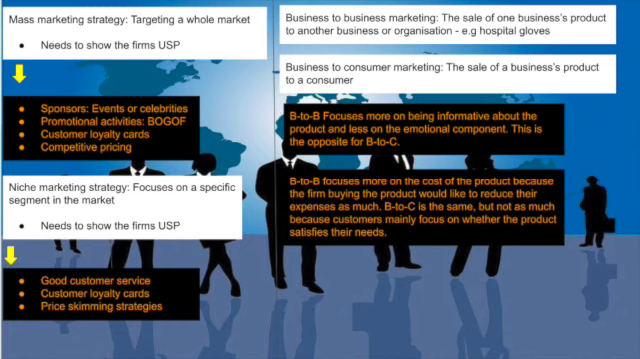So within a mass market, obviously you're targeting a whole market and you need to show your USP. You could do this through sponsors, whether it's events or celebrities. This can raise a lot of awareness, although it may be expensive. Promotional activities such as buy one get one free. You may have less profits but more sales, so you have greater market share and more awareness. Customer loyalty cards, which we'll go into in a second. Also, you're likely to be competitively priced, such as low price or similar price to your competitors.